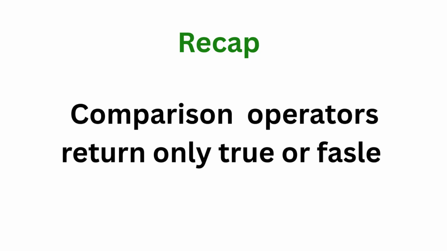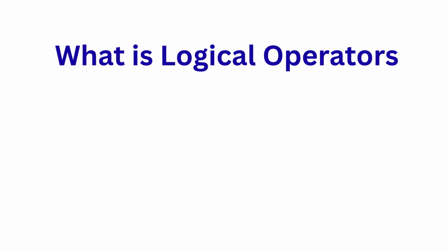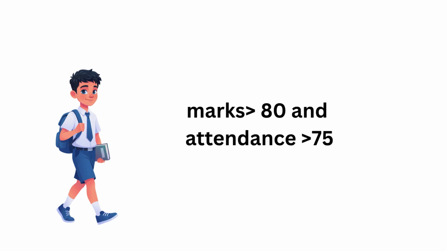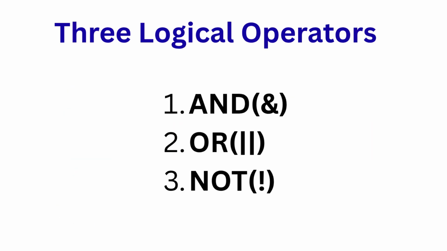Let's quickly revise. Remember, comparison operators never return numbers. They always return true or false. Logical operators. Now suppose one condition is not enough. Let's say a student is eligible for a scholarship only if marks are greater than 80 and attendance is greater than 75. Now we have two conditions. To combine multiple conditions, Java provides logical operators. These are the three logical operators.